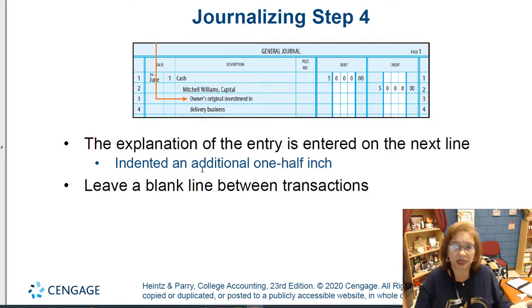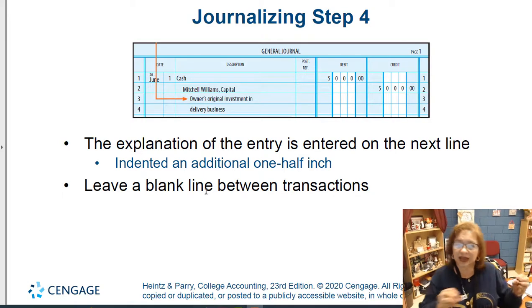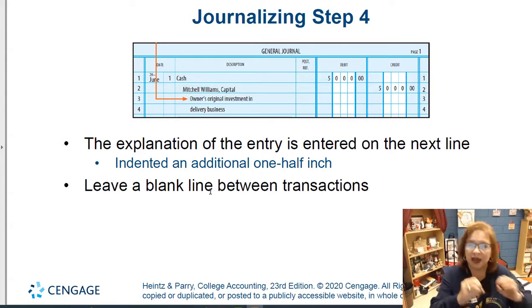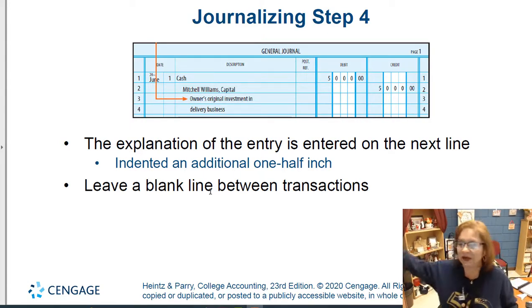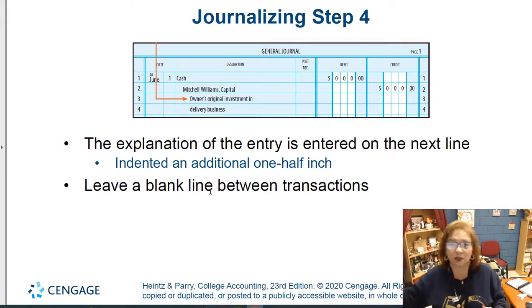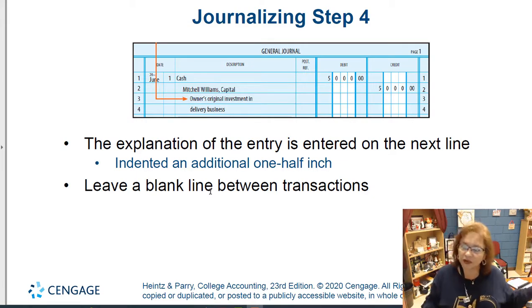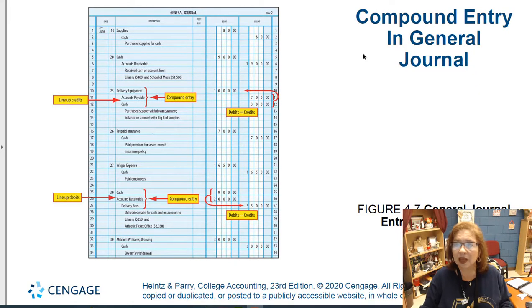You need to have an explanation along with your receipts so that on a daily basis, everything is fresh in your mind. You can say, okay, this happened, this happened, this happened. But 5 days from now, or even with some people the next day, they're like, what was this for? So again, make sure that you journalize on a daily basis to remember everything that was done. This is what happens with a compound entry, okay?